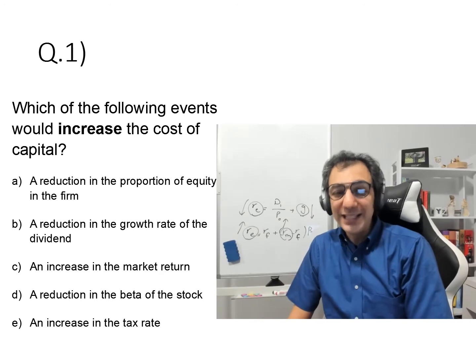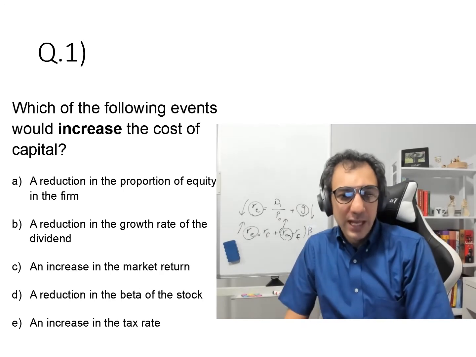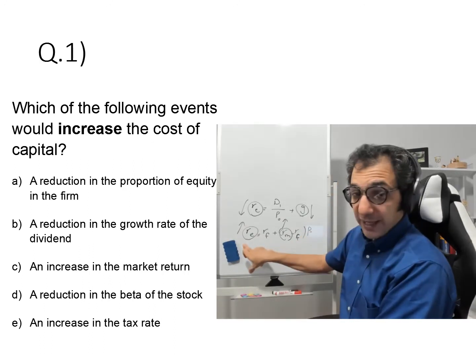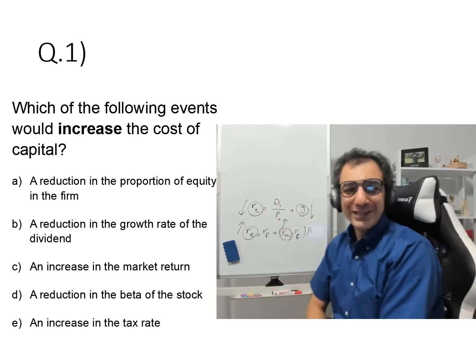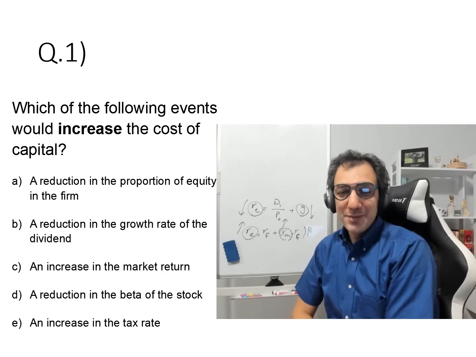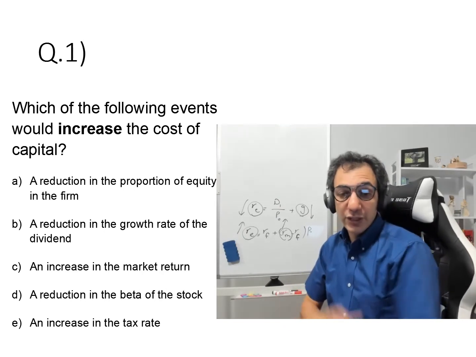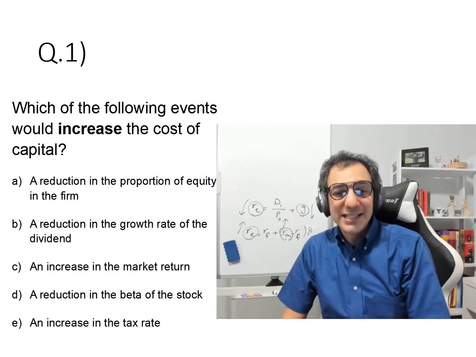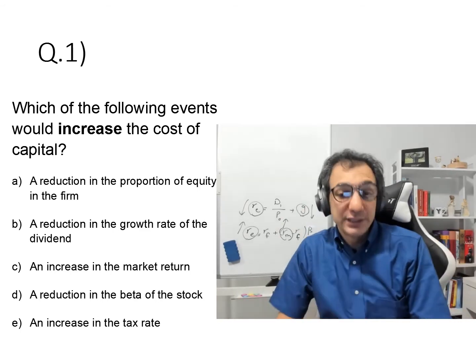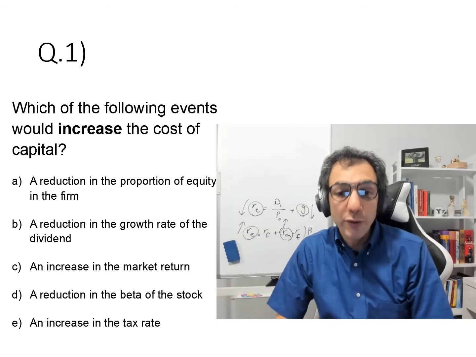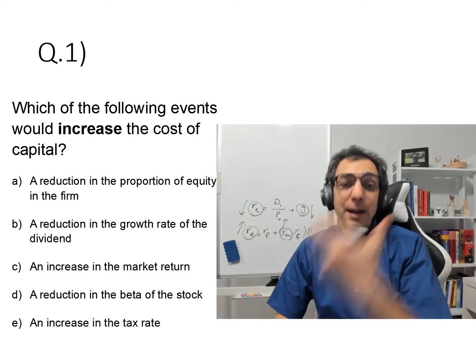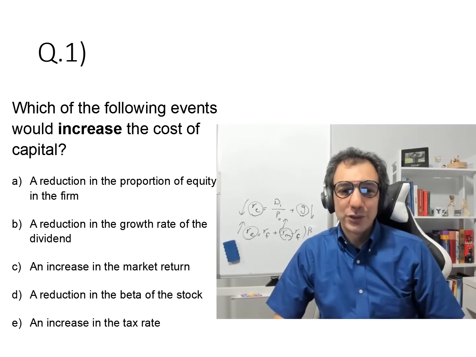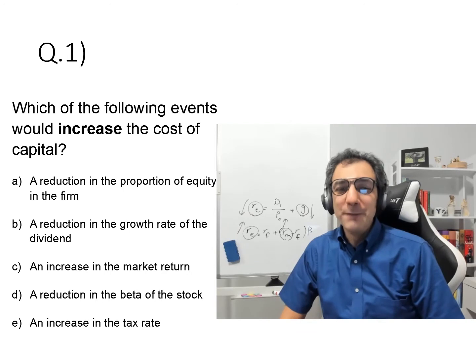But why not E or D? So let's look at D. A reduction in the beta of the stock. So if the beta is going down, you can see from the CAPM that the cost of equity also is going down. So D shouldn't be the answer. E, an increase in the tax rate. So we learned that as the tax rate is going up, it means you can save more. It means your after-tax cost of debt will be lower in this case, which means your cost of capital will go down. So E also reduces the cost of capital. So the only correct answer in this case should be C.